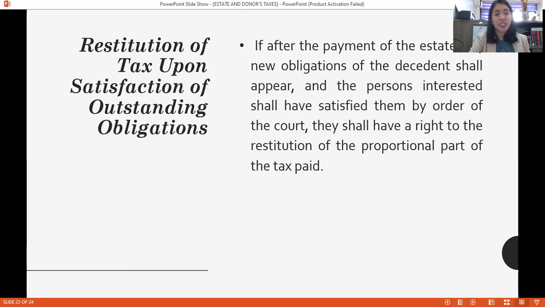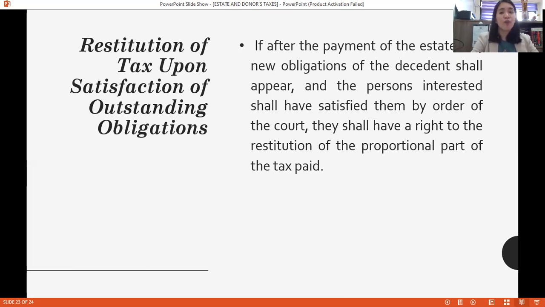Restitution of tax upon satisfaction of outstanding obligations. Ang ibig sabihin lang nito, what if for example, pagkatapos na magbayad ng tax, may nagbayad ng utang. Okay? So, if after the payment of the estate tax, new obligations of the estate shall appear, ay meron palang bagong mga obligations na nag-appear, and the persons interested shall have satisfied them by order of the court, then they shall have a right to the restitution of the proportional part of the tax paid.